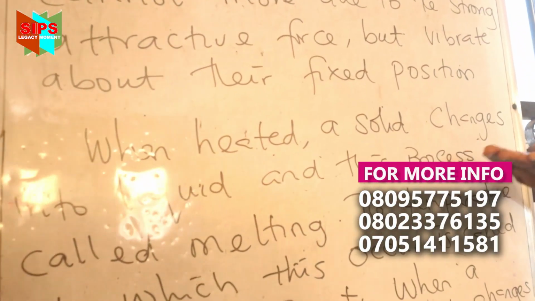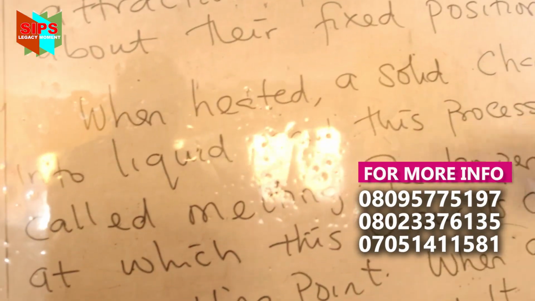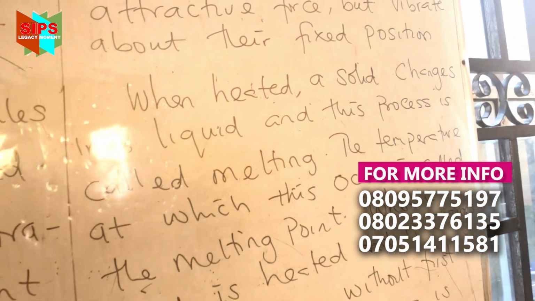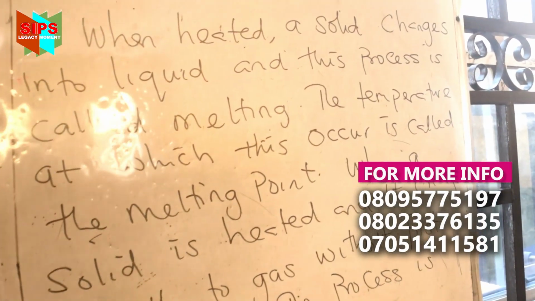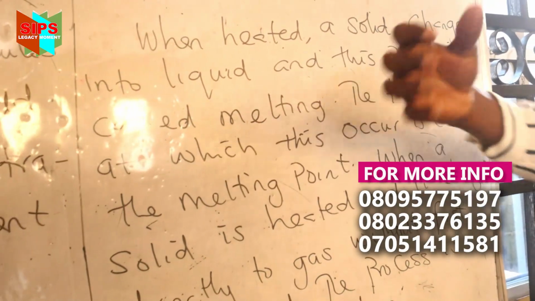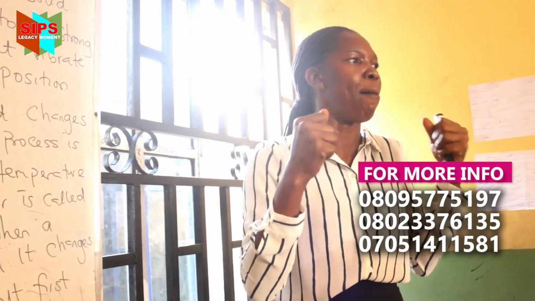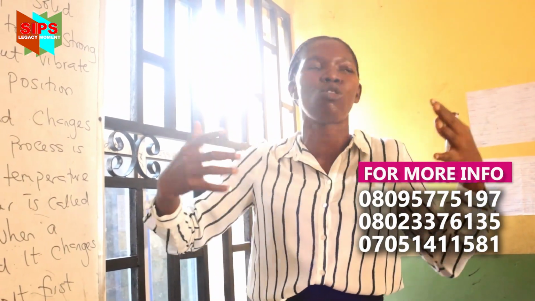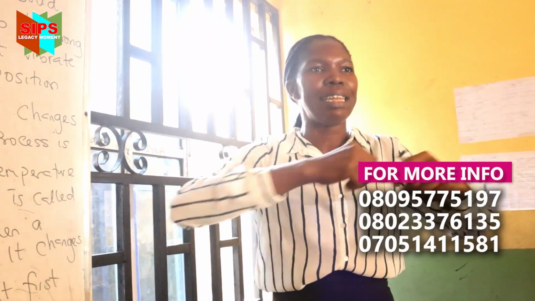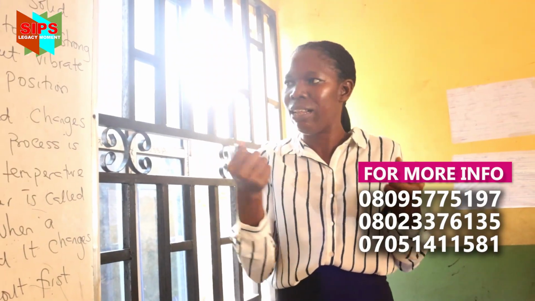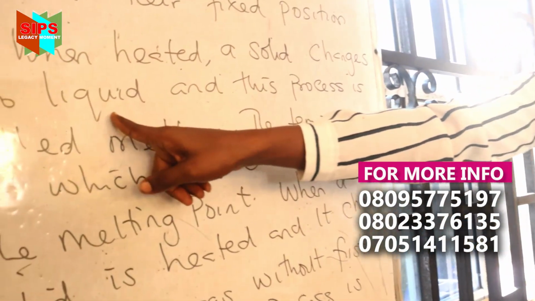Now, when we heat a solid, when we decide to increase the temperature by heating it, the solid changes from solid state into liquid state. This happens because the heat increases the vibration of the atoms and molecules. And once they have sufficient energy, they can loosen themselves from the force holding them together, thereby changing into what? Liquid.